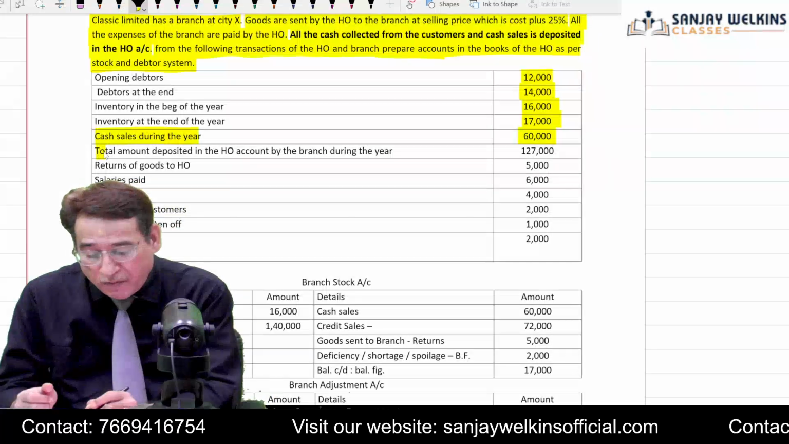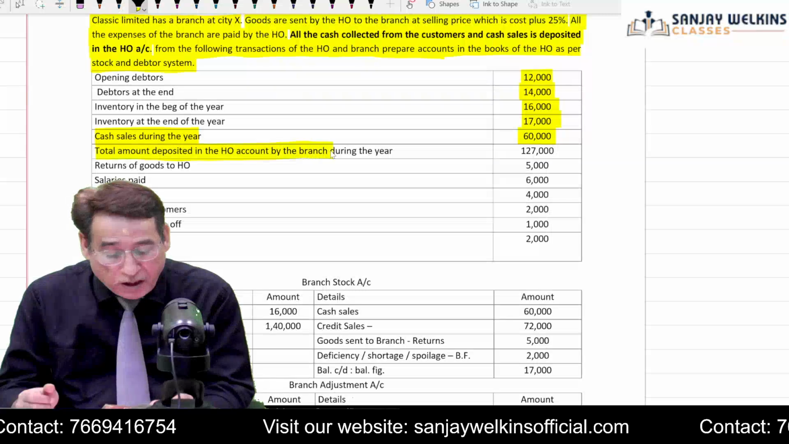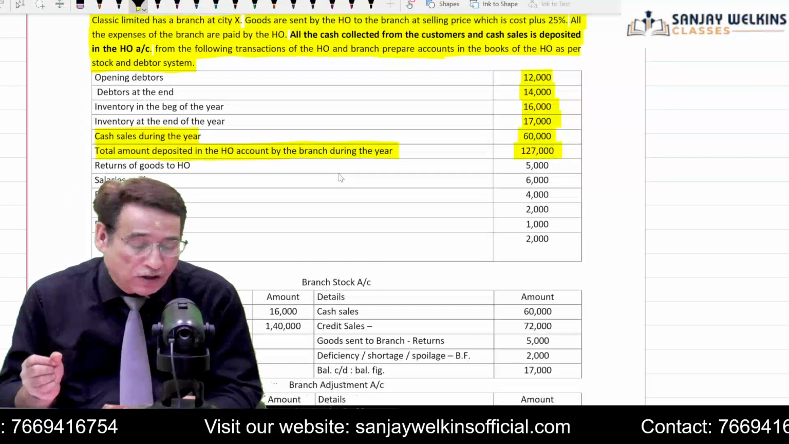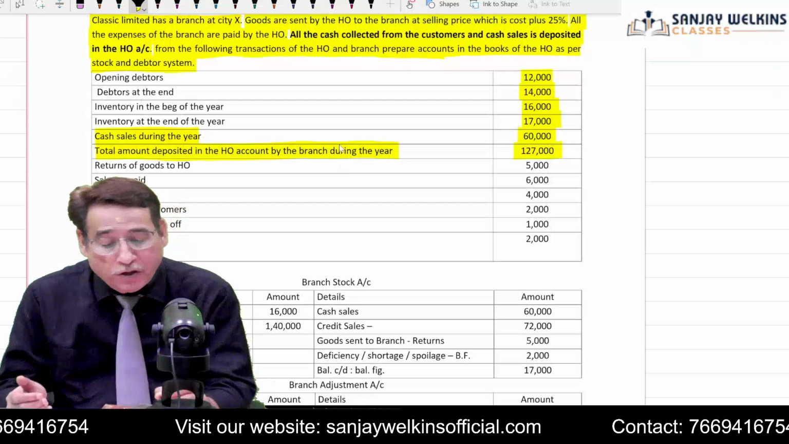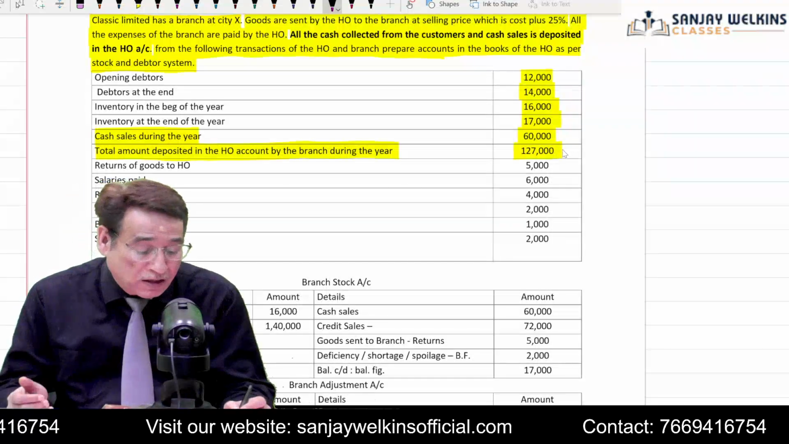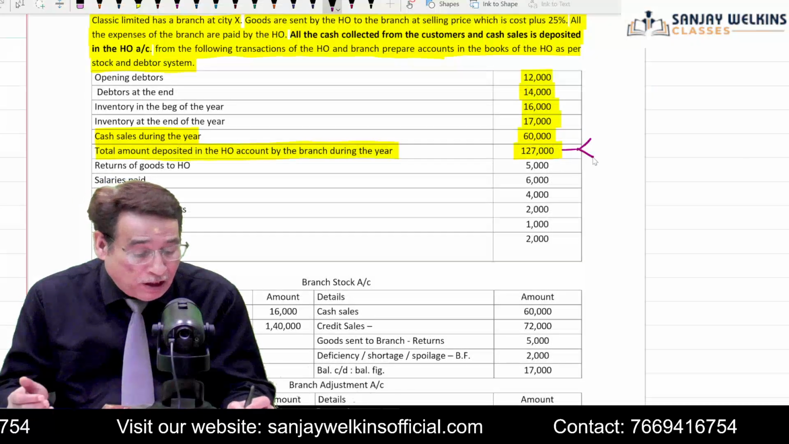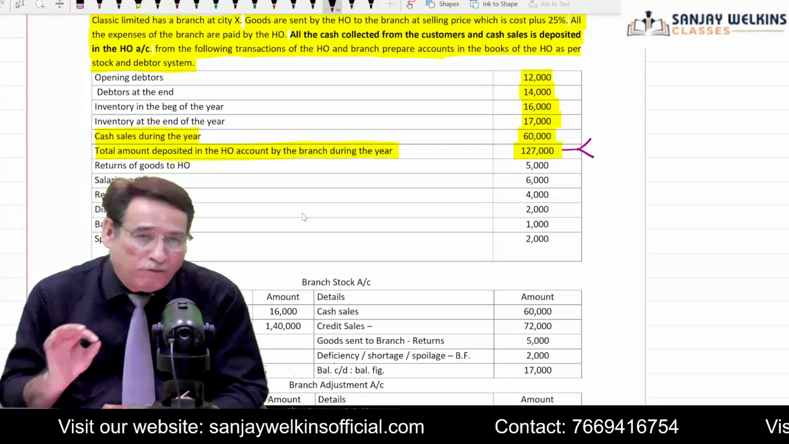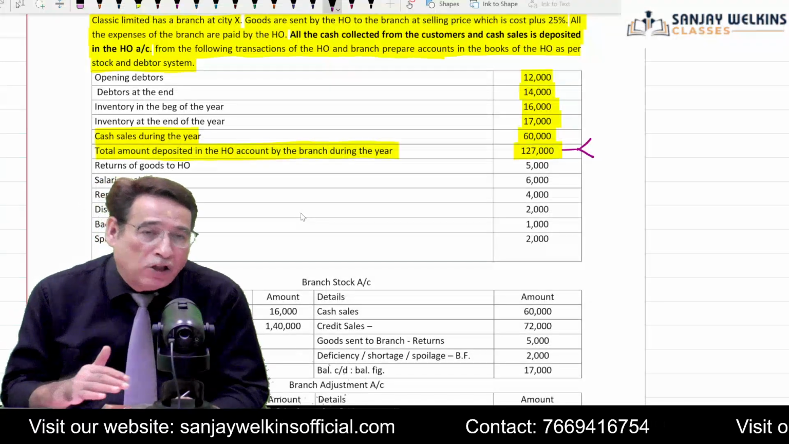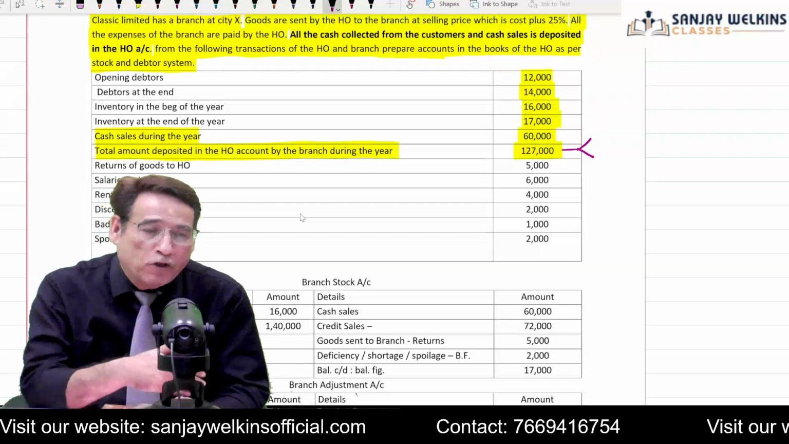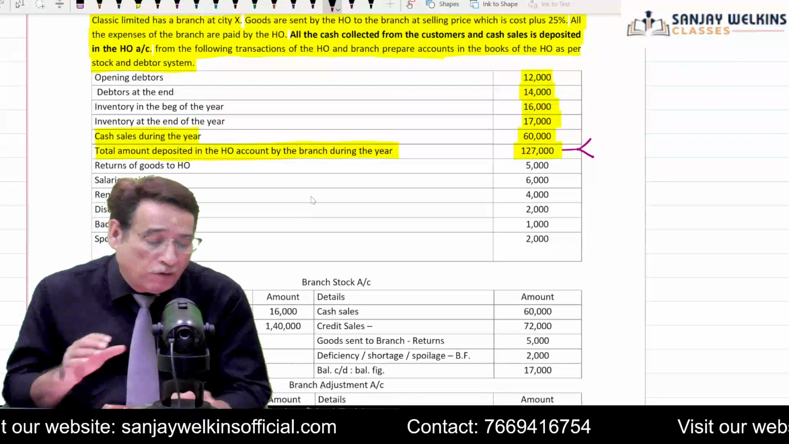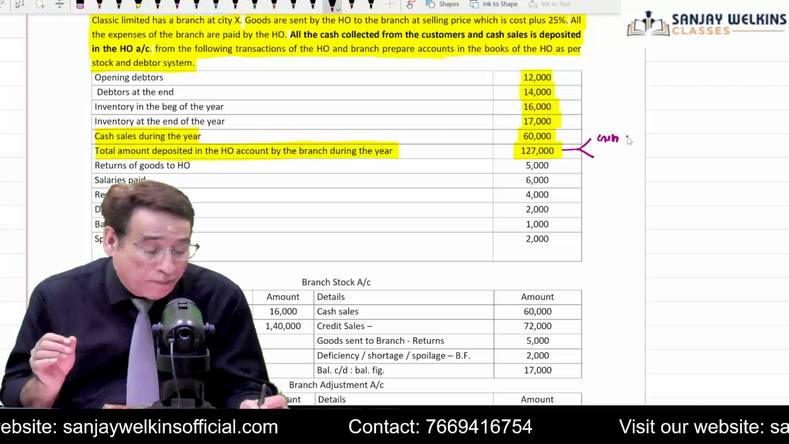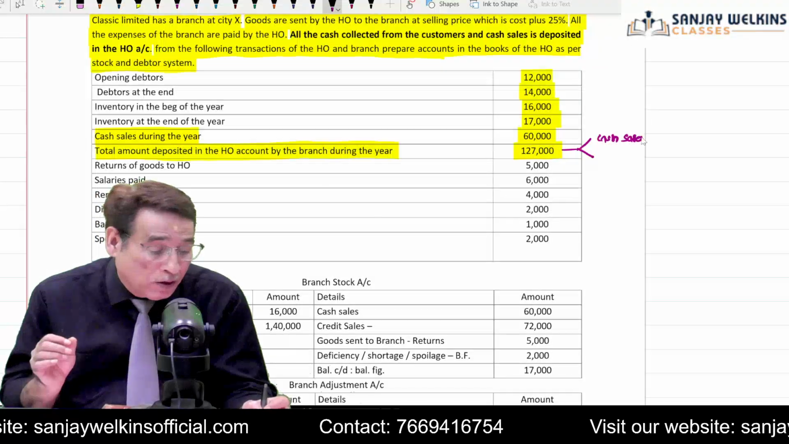The next item is total amount deposited in head office account by the branch during the year is 1,27,000. Now it is given in this particular question that branch has deposited in total 1,27,000 rupees in the head office account. And we know that branch will deposit that amount which it will collect from cash sales, and from debtors.